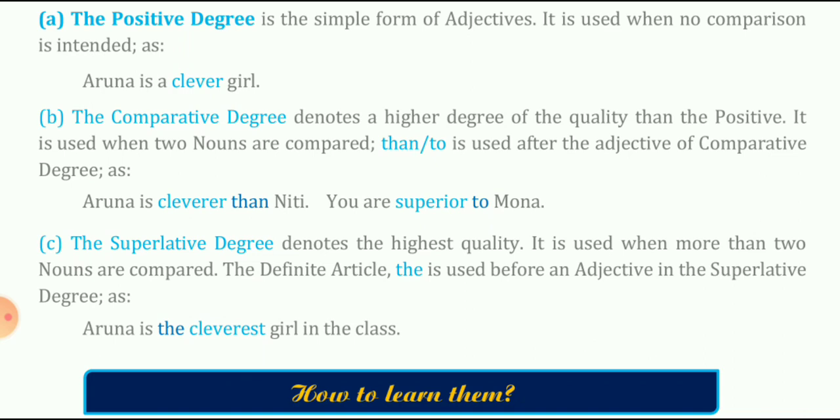Third one is the superlative degree. It denotes the highest quality. It is used when more than two nouns are compared. The definite article the is used before an adjective in the superlative degree. As Aruna is the cleverest girl in the class. Here Aruna has been compared with all the students of the class.